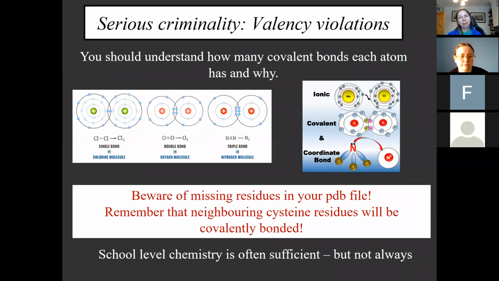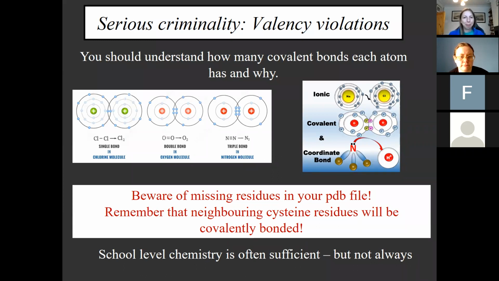I understand that with some other codes, maybe commercial codes, the customer is always right, and these codes are maybe a bit more forgiving. In which case you need to be extra careful. Certainly Amber will tell me if I build something that's really terrible, but maybe some other codes don't. So it's extremely important to understand how many covalent bonds each atom should have in your system and why.